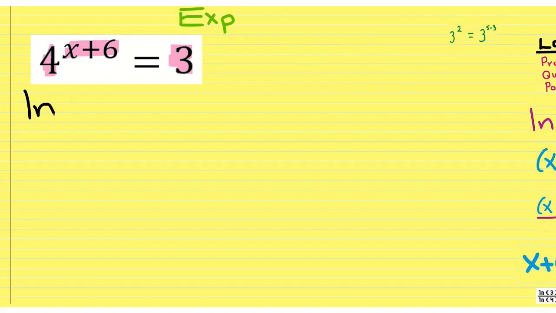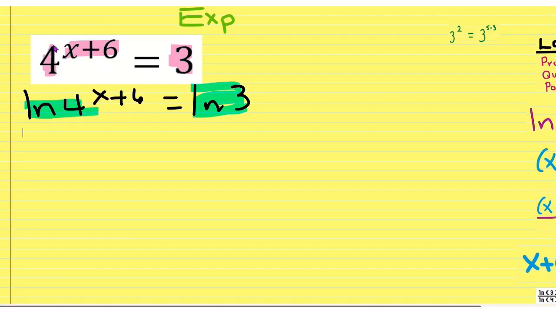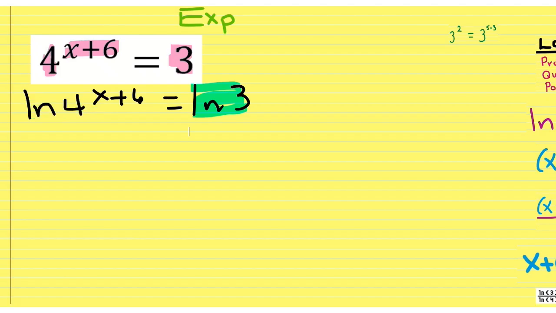We're going to say the natural log of 4 to the x plus 6 is equal to the natural log of 3. Now, what we should understand is that the natural log of 3, if you put that in your calculator, it's just a number. It's a value. It might be a decimal, possibly, but it's just going to be a number. But this right here has the natural log of 4. Now, this part is a number, but this exponent kind of complicates things.